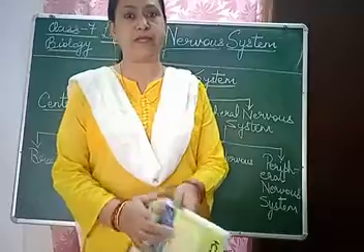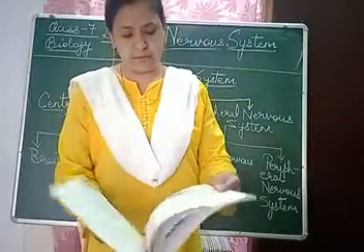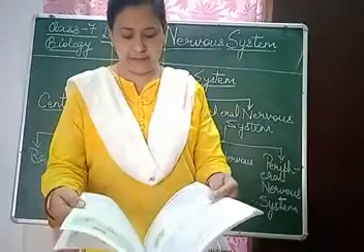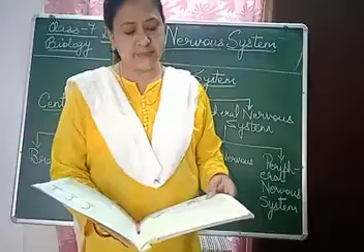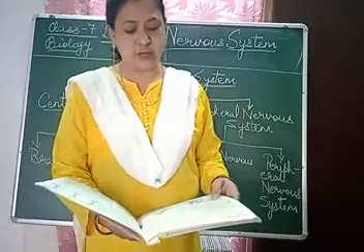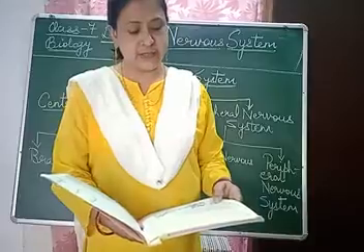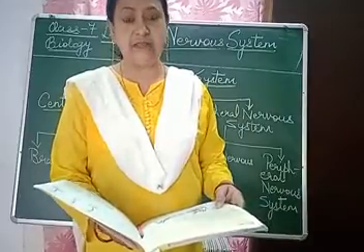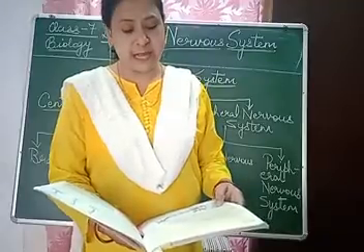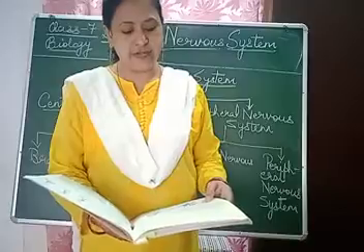Please open with me your books to page number 76. Neurons. The neuron is the basic structural and functional unit of the nervous system. It processes the information received from the external environment. Each neuron or nerve cell has three components: cell body, axon, and dendrites.